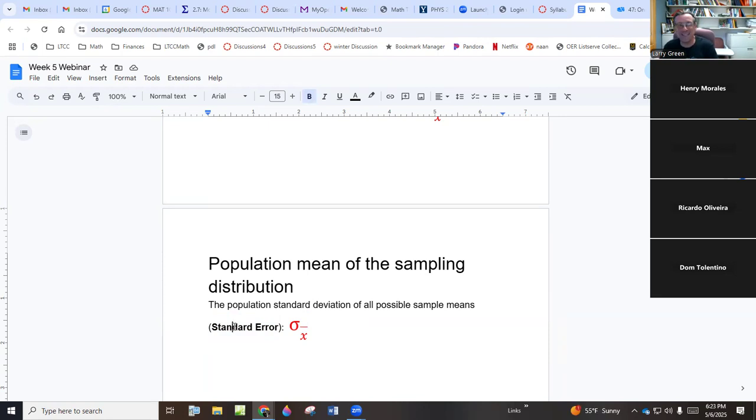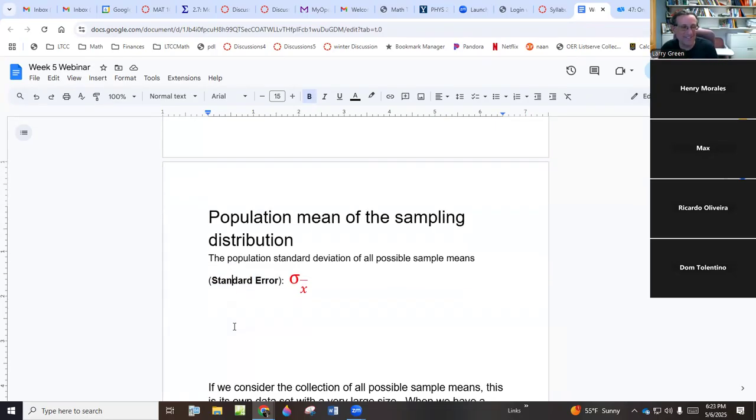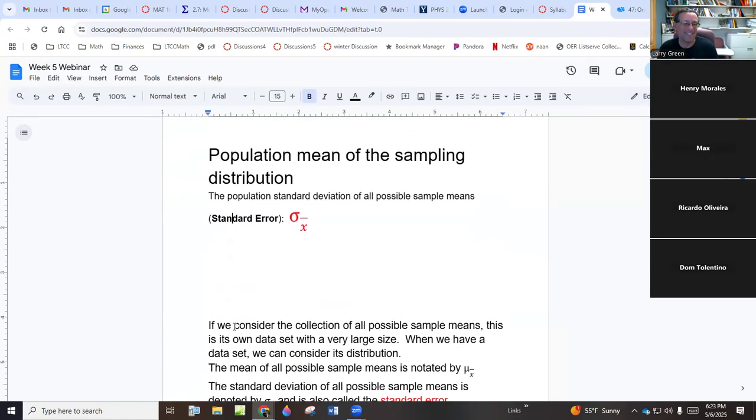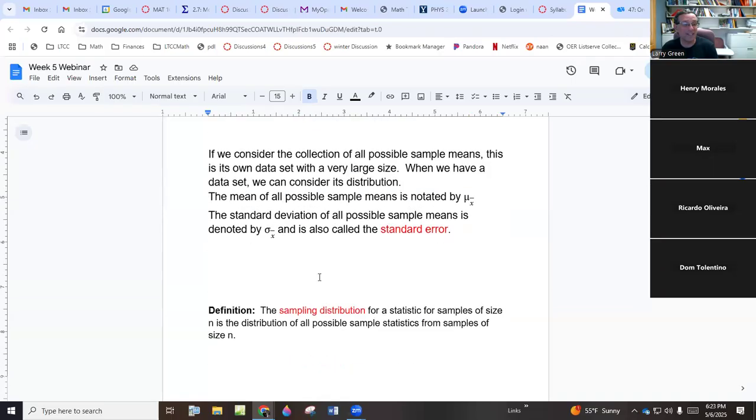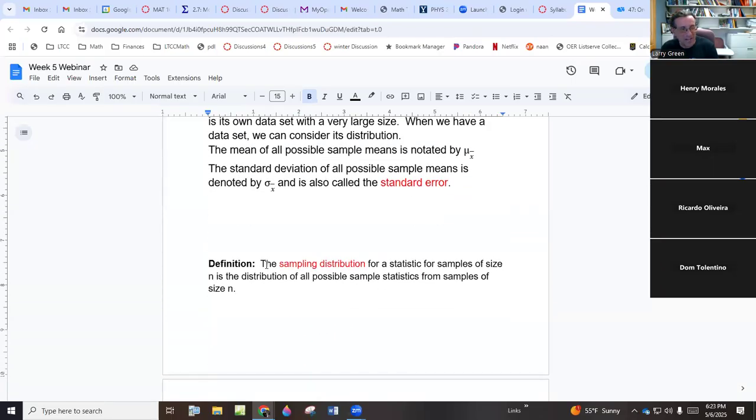Okay, so do you have a calculator for these? The key is to be patient, and I'm about to give you the major theorem. But we need a little bit more. By the way, this is what I just said. The sampling distribution for a statistic of samples of size n is the distribution of all possible sample statistics for samples of size n.